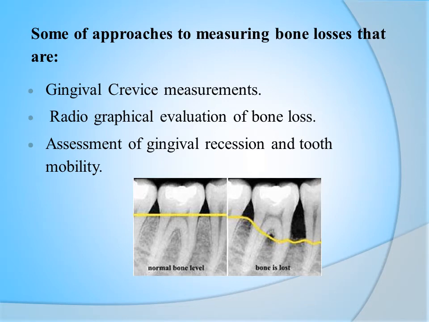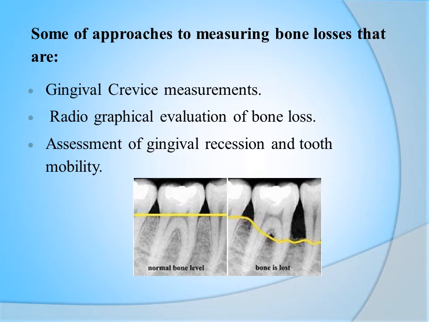How could we know the bone loss in the teeth? We have three approaches to measure the bone loss: gingival crevice measurements, radiographical evaluation of the bone loss, and assessment of the gingival recession and tooth mobility by a probe. Of course, we could use the manual method to assess the gingival recession and the mobility, which is grade 1 or grade 2, etc.